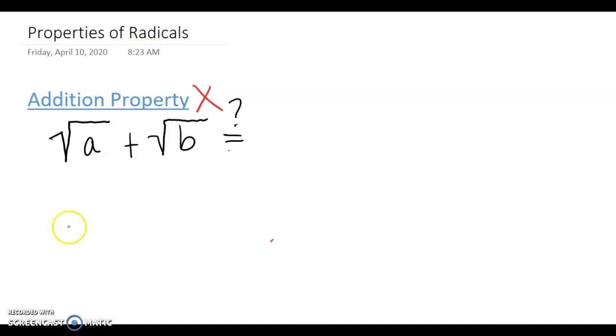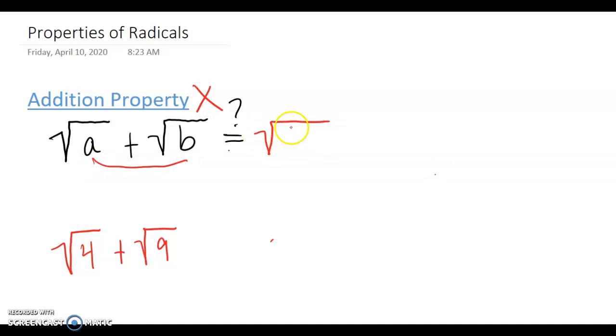We're going to look at a really easy example, I hope. If I've got the square root of 4 plus the square root of 9, the question is, can I add these two together and combine them under one radical? So does that equal the two things added combined under one radical?